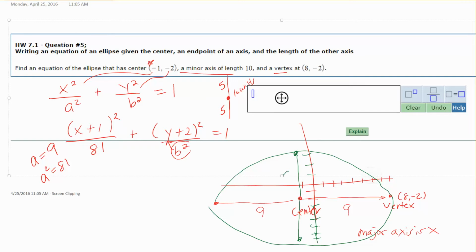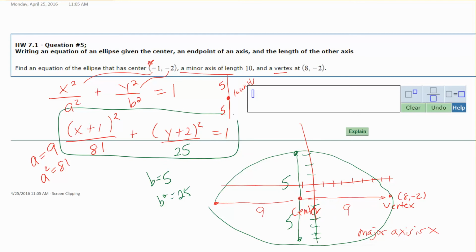Well, the 5 each way helps you figure out the other denominator under the y. Your b number is 5 each way, so b squared is 25. So there is the equation of this ellipse.